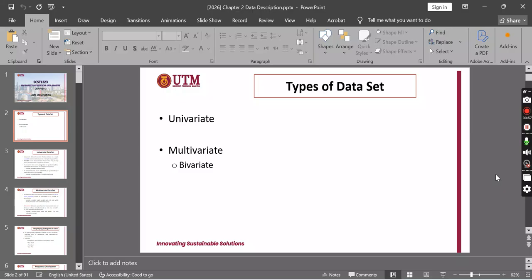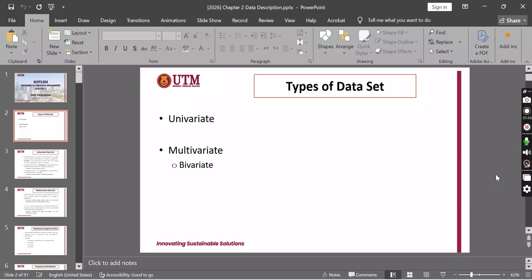Multivariate is more than two variables. For example, I want to study the oil price. That oil price depends on what? Depending on gold price and also currency, for example, or maybe dollar, let us say. So we have three variables, one of them depending on the other variables. So it is called a multivariate data set.